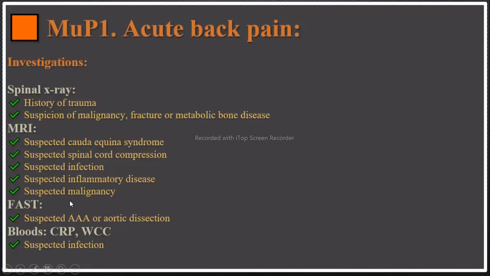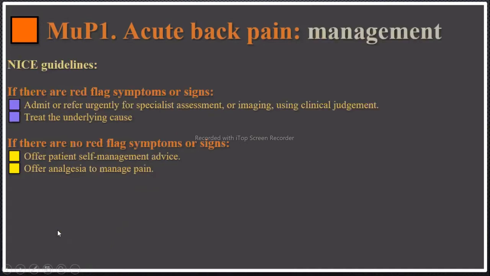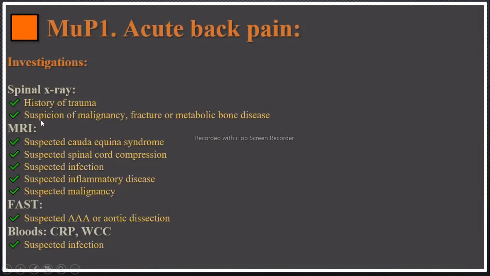So what about investigation in general? Whatever the cause, whatever the red flag, what will you do? You have spinal X-ray, MRI, FAST, and bloods. Okay. So regarding investigations, I want to do X-ray, I want to do MRI, I want to do FAST, I want to do bloods. Okay.